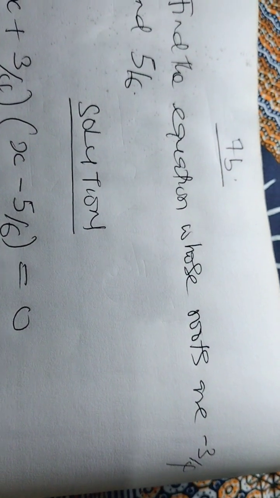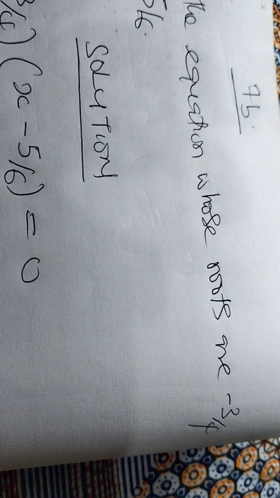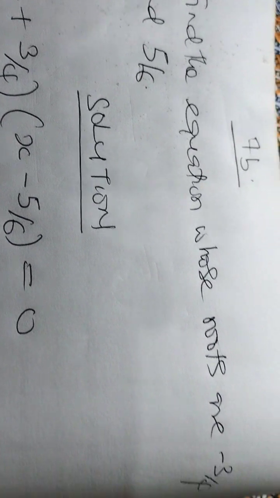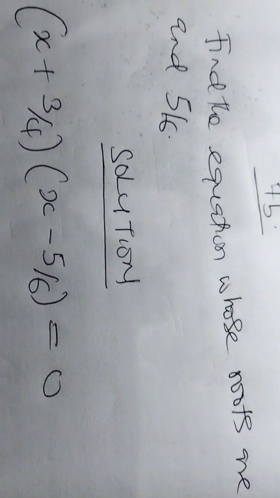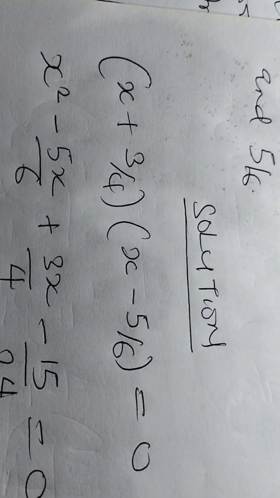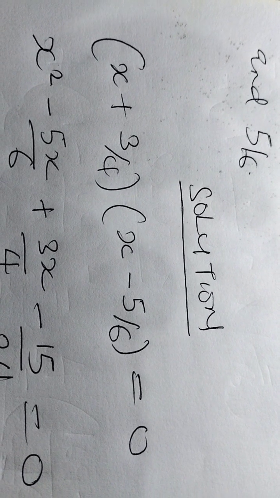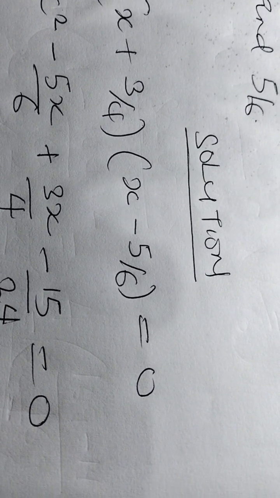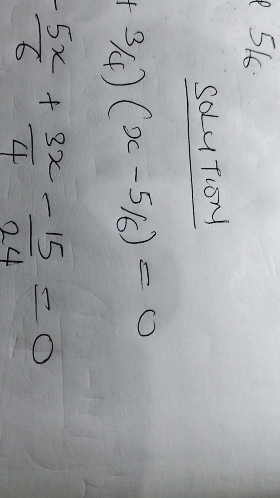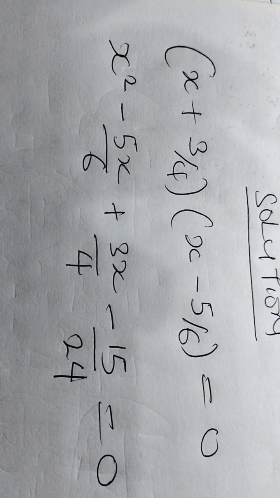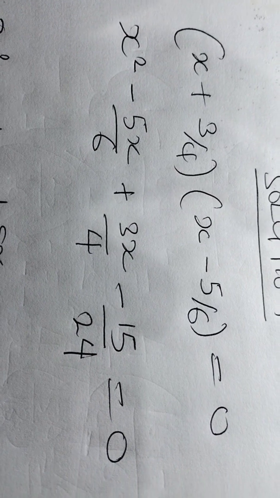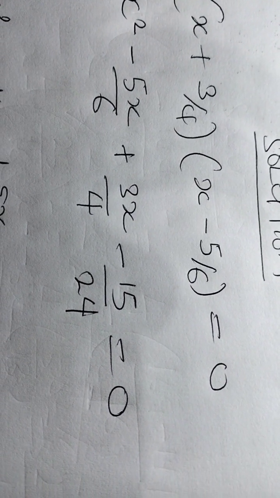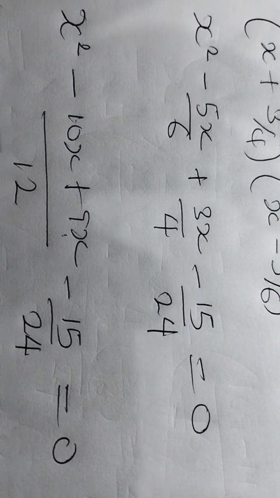We'll go to number 7b. Find the equation whose roots are minus 3 over 4 and 5 over 6. Solution: s plus 3 over 4, bracket closes, bracket opens, s minus 5 over 6, equal to 0. Then expand that expression, we have s squared minus 5s over 6 plus 3s over 4 minus 15 over 24 equal to 0.